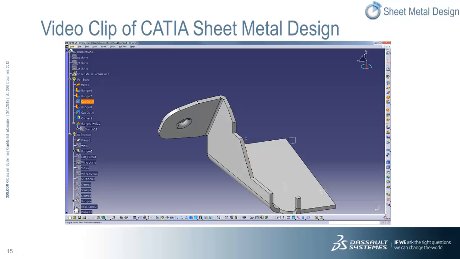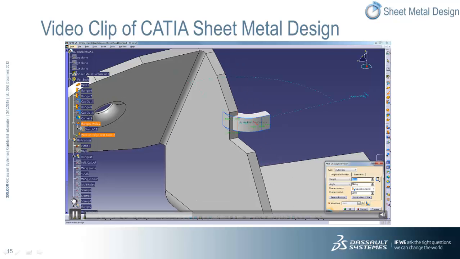This is a predefined feature containing the specific parameters needed to define a flanged hole. To create the same flanged hole using CATIA part design would require several features, where a CATIA sheet metal flanged hole is simply one intelligent feature.